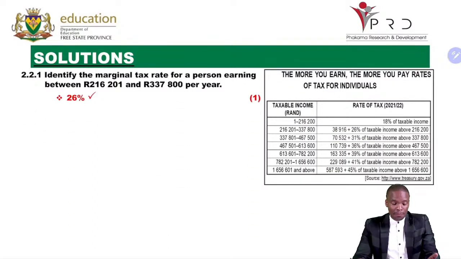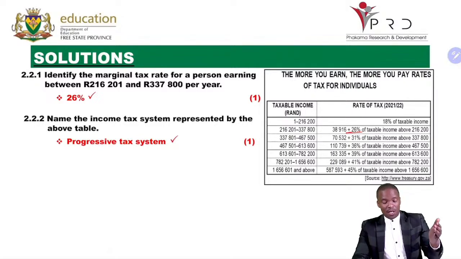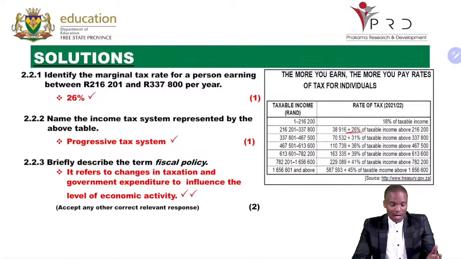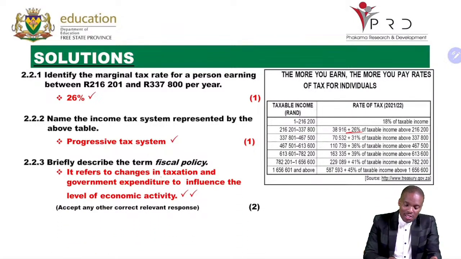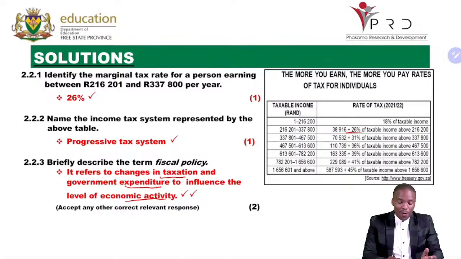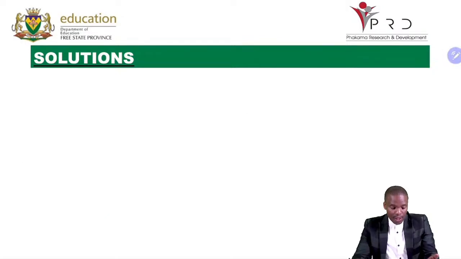Identify the tax rate. We said it is 26%. The second one, the tax system, it's progressive tax system. Don't say payee, just write progressive tax system. Briefly describe the concept fiscal policy. It refers to the changes in taxation and government expenditure to influence the level of economic activities. So for us to fully say it, taxation and government expenditure should be there. Okay.